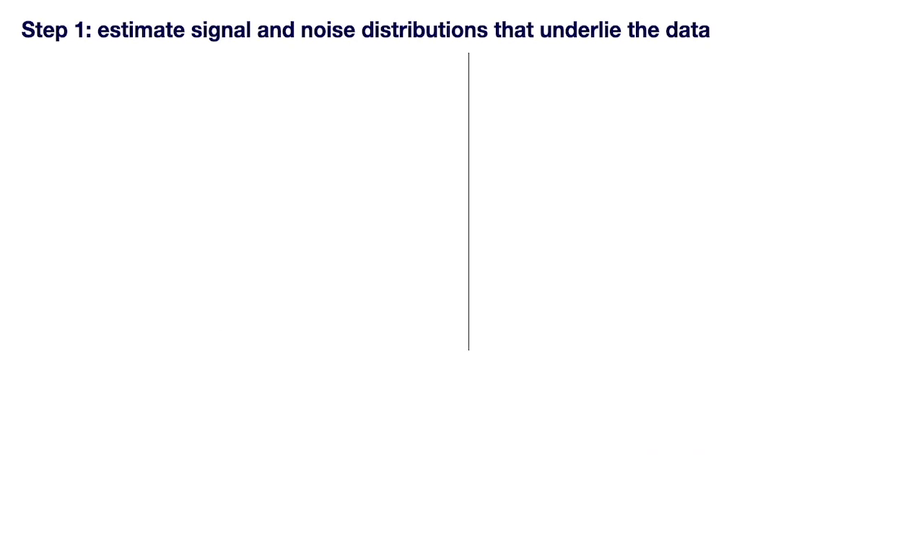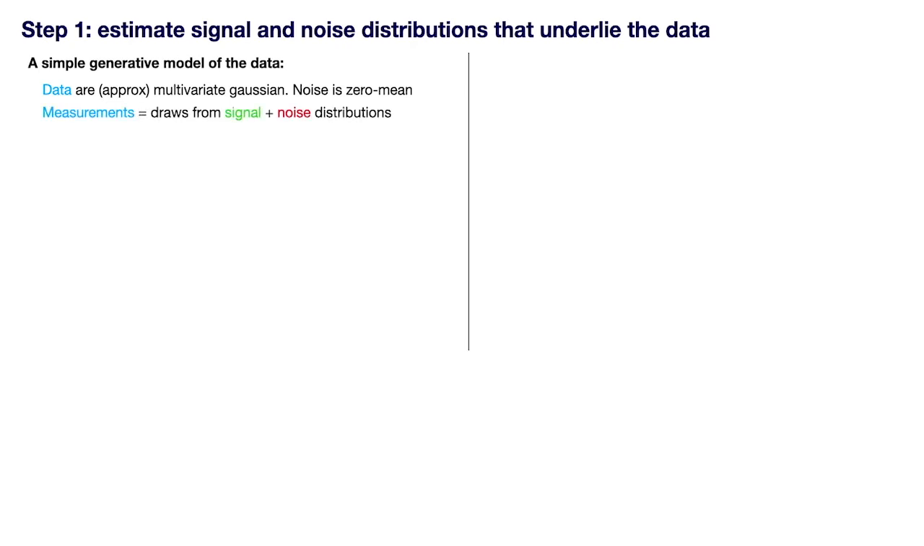Okay, so the first part of the pipeline is trying to estimate the signal and noise distributions that underlie the data. And here's what I mean. We're going to specify a simple generative model of the data by saying that they're approximately multivariate Gaussian and that the noise is zero mean. And so in this generative model, the measurements we get are basically draws from signal and noise distributions. And I'm going to provide geometric intuitions on the right side here. Basically, data is this multivariate Gaussian in high-dimensional space, and then we measure sums from signal and noise distributions, each of which have their own principal directions or eigenvectors.